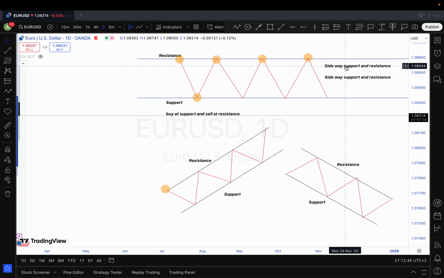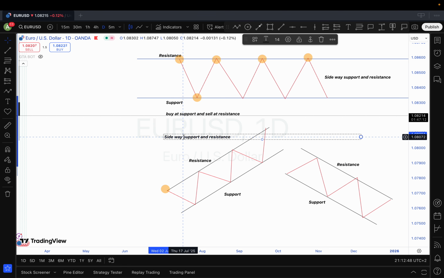This is a sideways support and resistance. This is an uptrend.